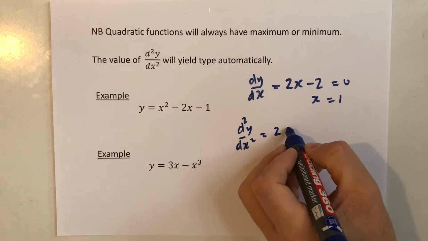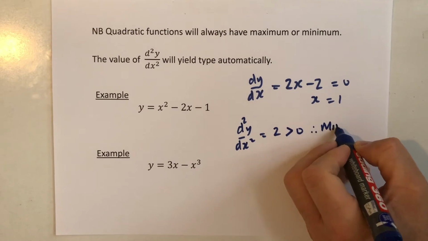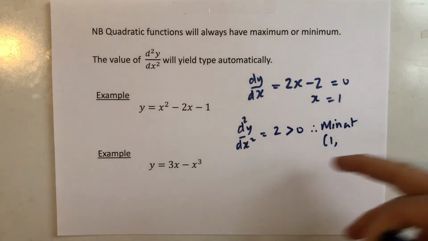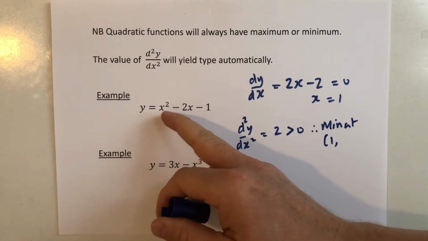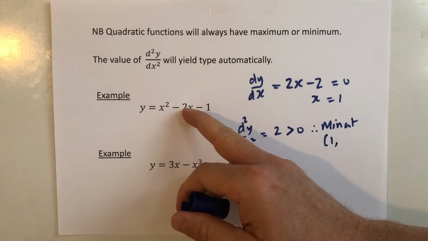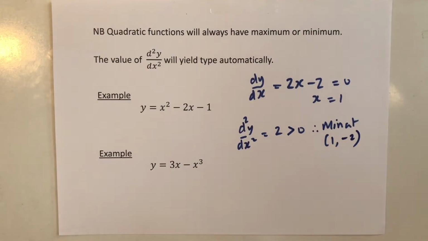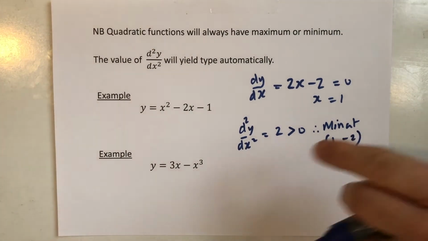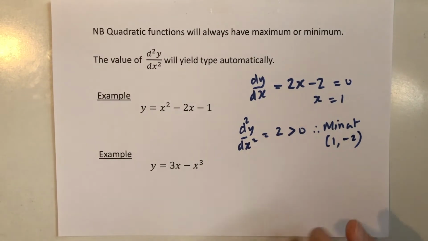Now 2 is bigger than 0, therefore we've got a minimum. At x equals 1, if I put 1 into the original, we get 1 squared, which is 1, take 2 ones, which is 2, take 1, so we get minus 2, a minimum point. However, when you've got a cubic, you have to do some work down here.